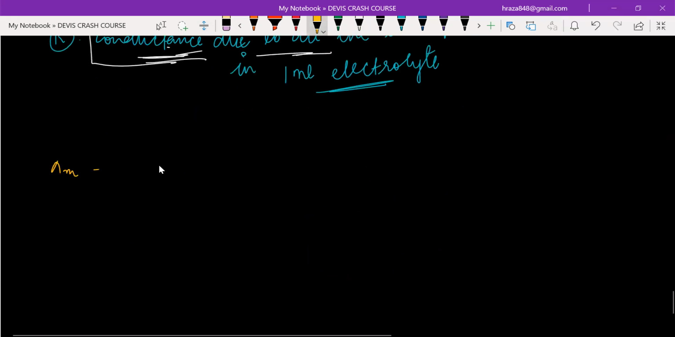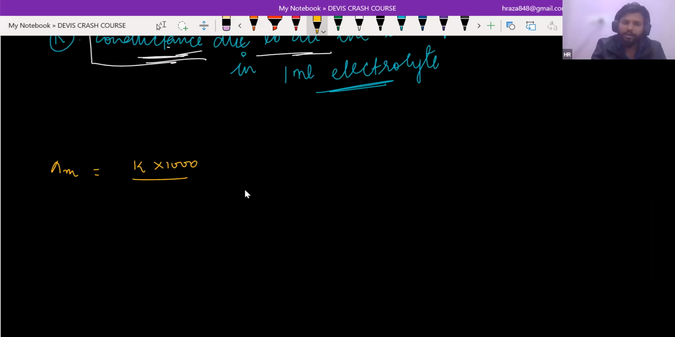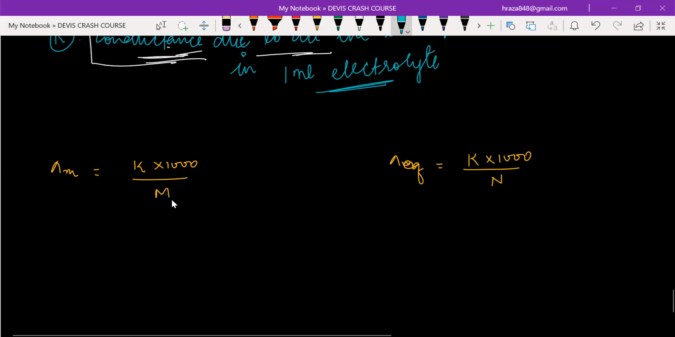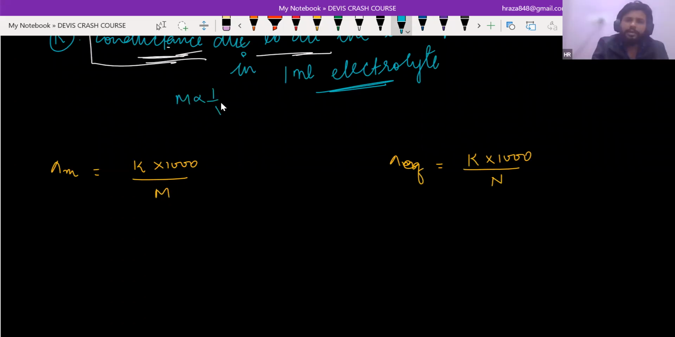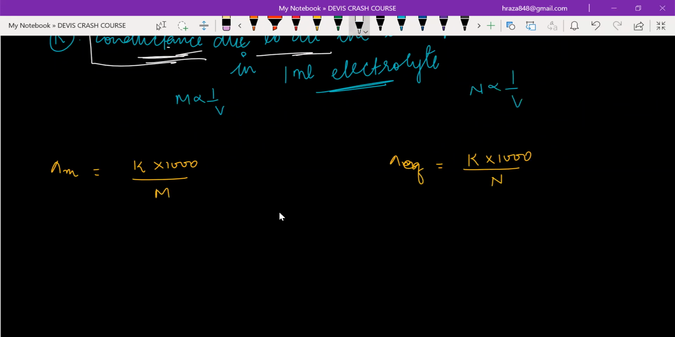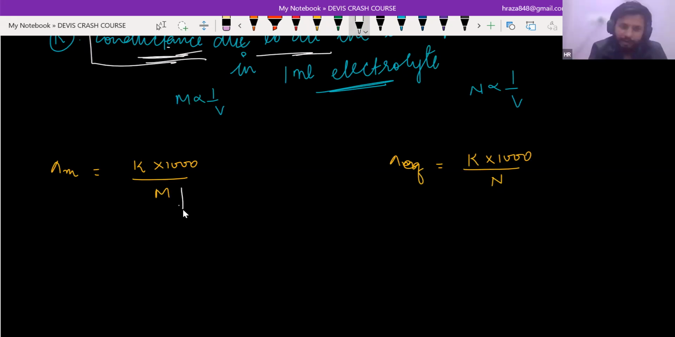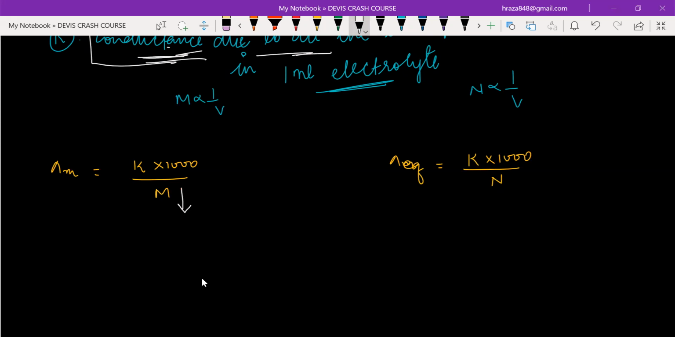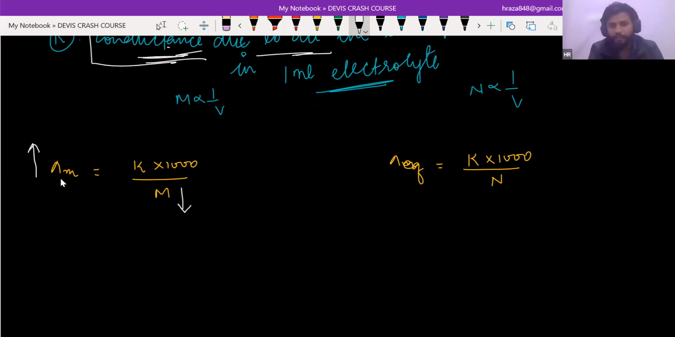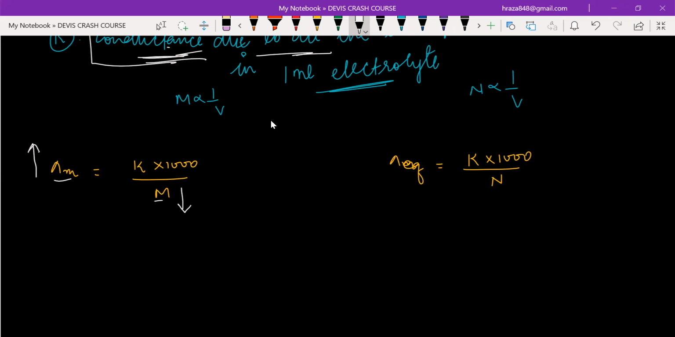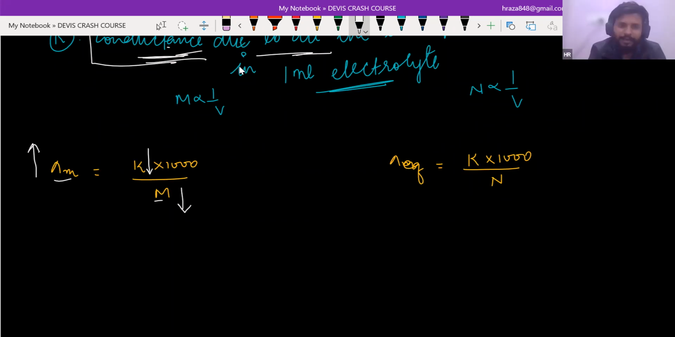So now you can see lambda m is equal to kappa into 1000 upon M, and lambda eq is equal to kappa into 1000 upon N, right? As you can see, molarity is inversely proportional to volume, and normality is also inversely proportional to volume. So with dilution, molarity decreases, yes or no? And if molarity decreases, that means molar conductivity should increase, inversely proportional. And if with dilution kappa decreases, that means molar conductivity should decrease.